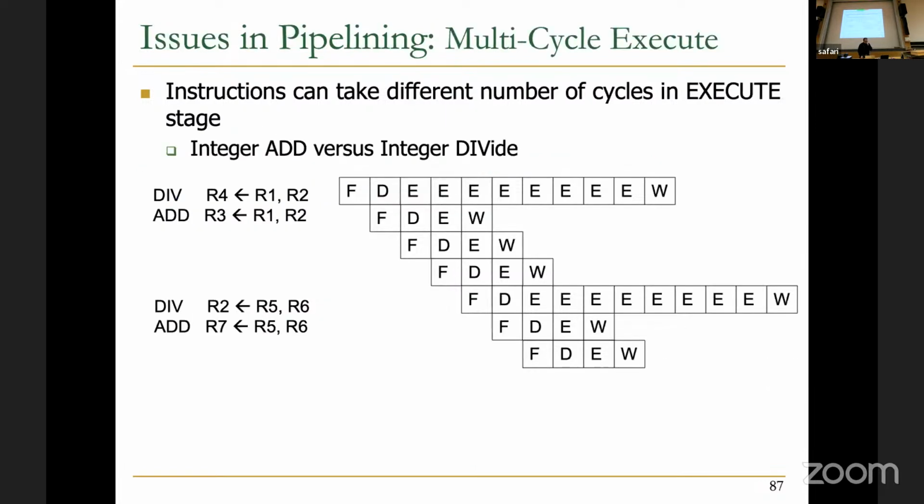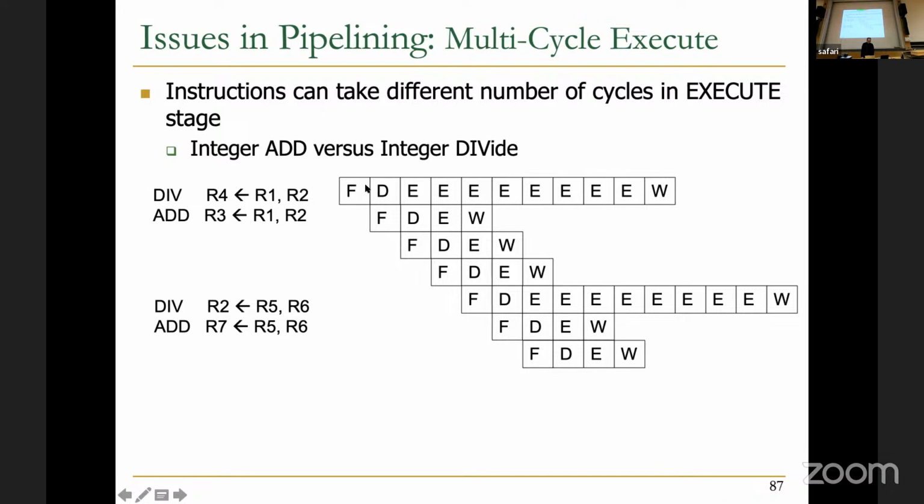Here we are seeing an example. An instruction can take a different number of cycles in the execute stage. We are considering integer addition versus integer divide. So you will have, for example, one division here, and then an addition and some instructions in between, and then you have a division and an addition here as an example. This is how we are now executing.